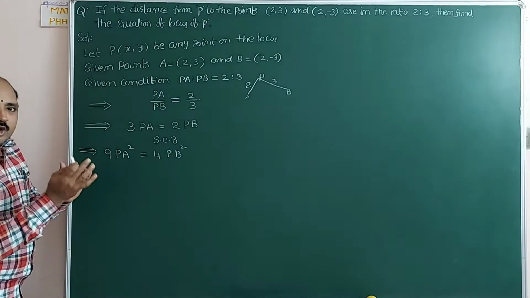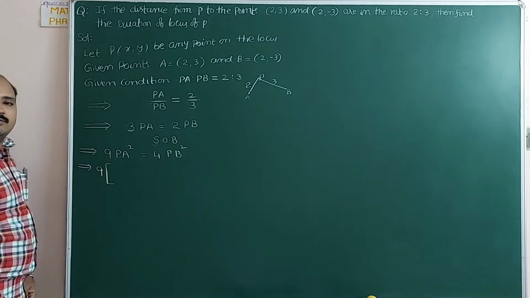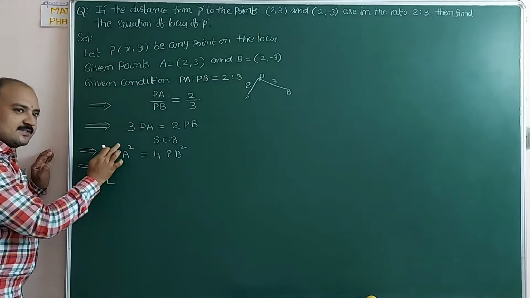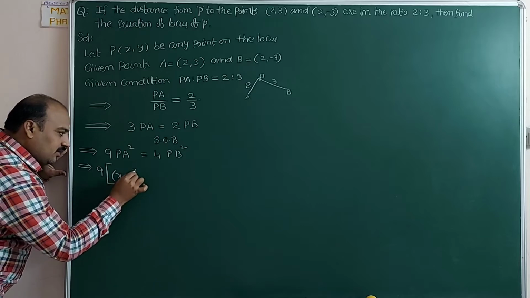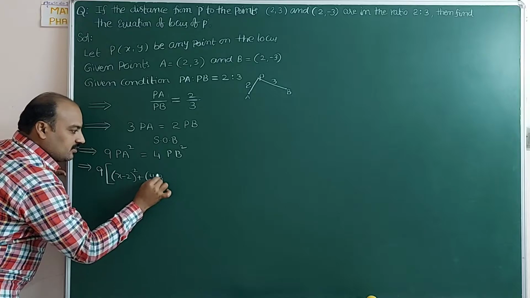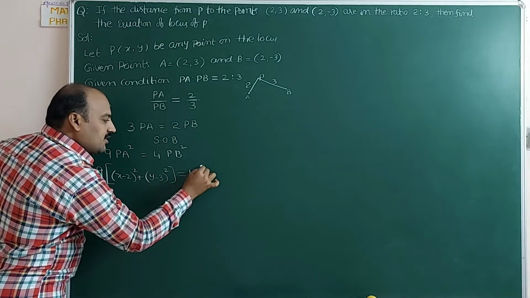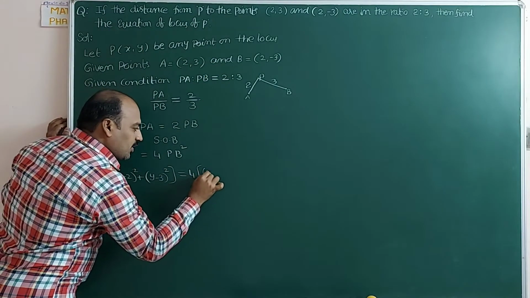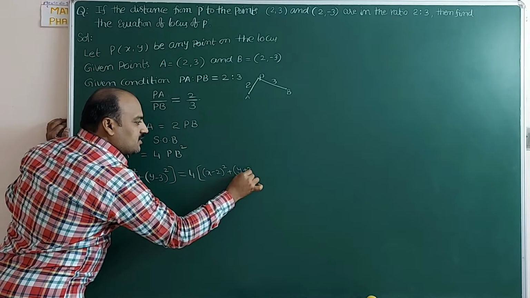So PA square, we know how to write: 9 into PA square. Distance between P and A, whenever square is there, without root you can write (x - 2) whole square plus (y - 3) whole square. So PA square is over. Come to the RHS term: 4 into PB square, (x - 2) whole square plus (y - (-3)), that is (y + 3) whole square.